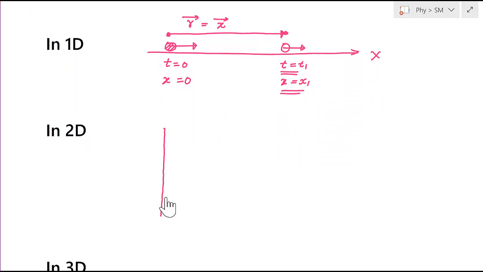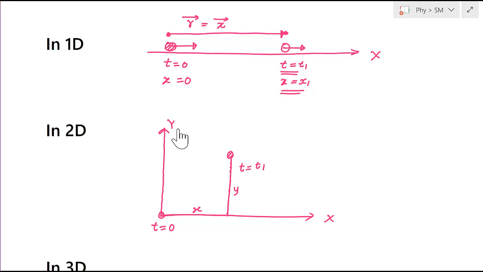You can also have a motion that takes place in two directions. For example, let's say this object started at t equals 0, and at t equals t1 this is the position of this object. Now it has two components. I can say this has some x component and this has some y component. So this is the y component of position and this is the x component of position. So this is the x-axis and this is the y-axis.